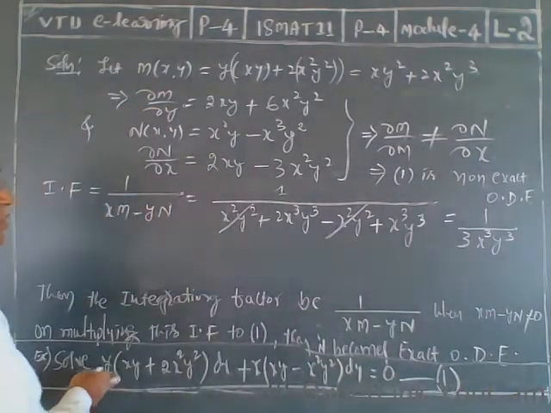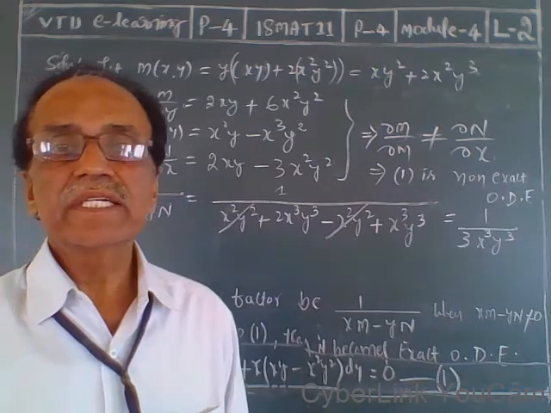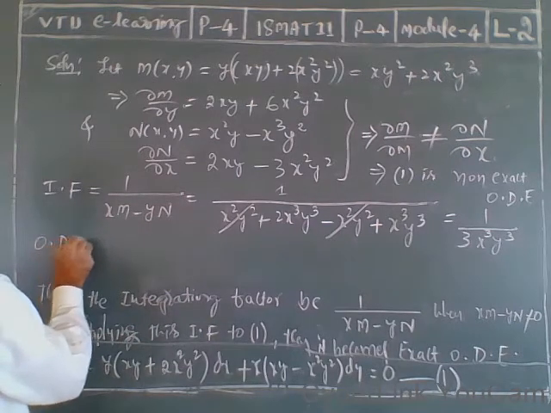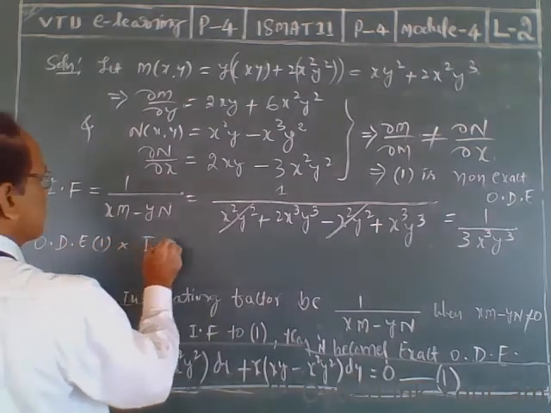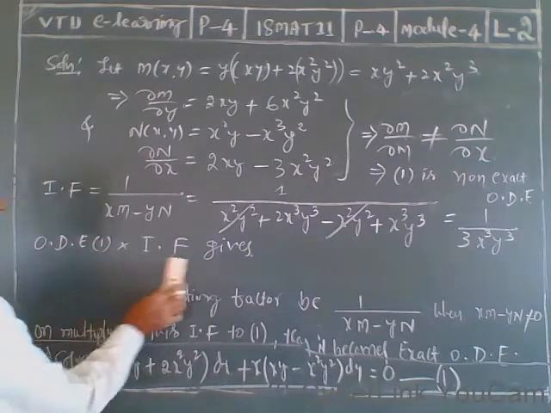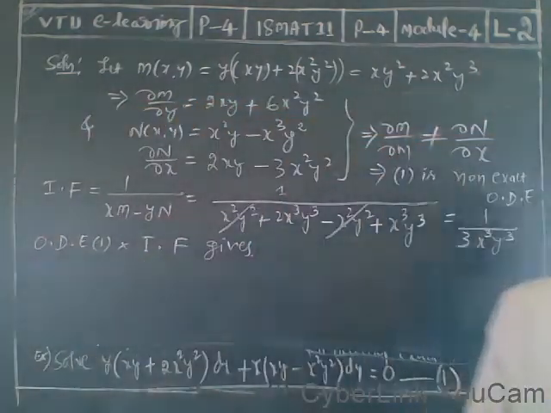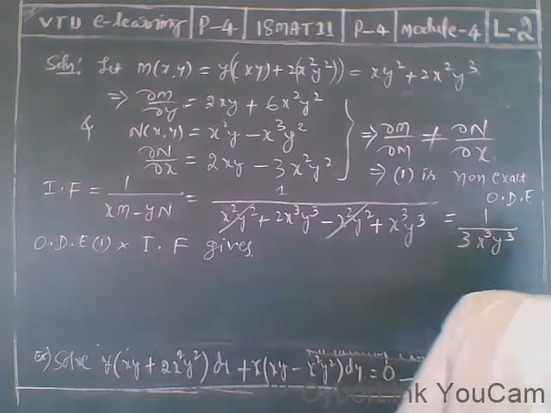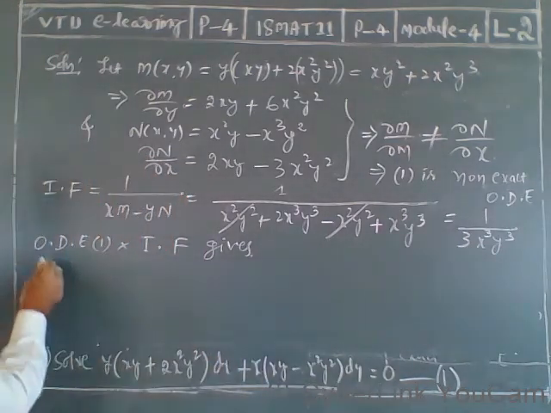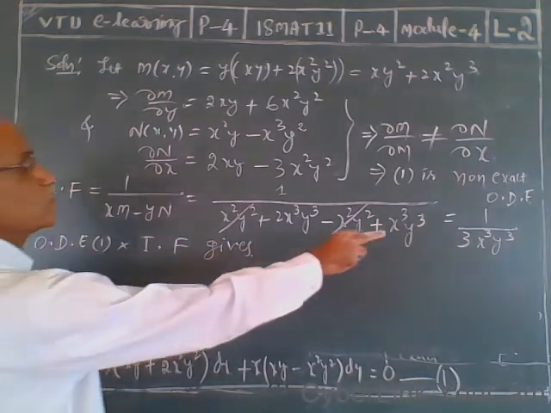And to the equation 1 you have to multiply the integrating factor. For what purpose are you multiplying to the equation 1? It is to be converted into an exact differential equation. Therefore, ODE 1 into IF gives, ODE 1 into IF. So this is ODE 1 and into IF means 1 divided by that much.